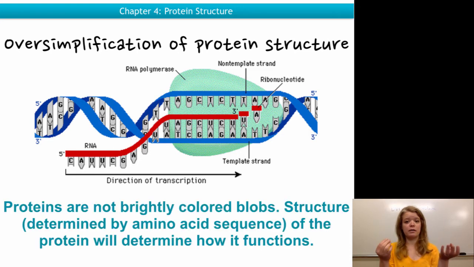Now, I hope that one of the important things you'll be able to carry away from this introductory molecular biology class is that proteins are not color-coded blobs. And it is the structure, which is determined by the amino acid sequence. It is the structure of the protein that will determine how the protein functions.